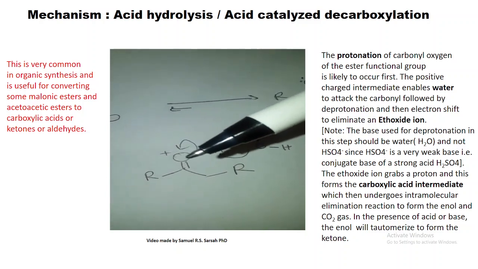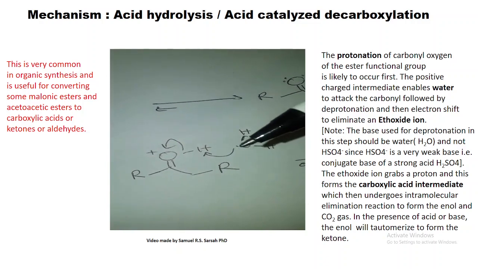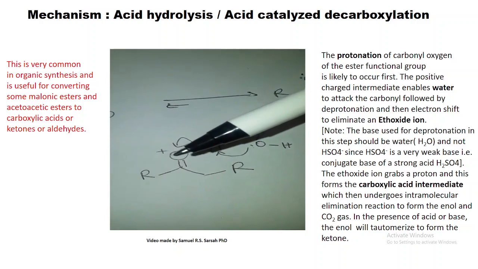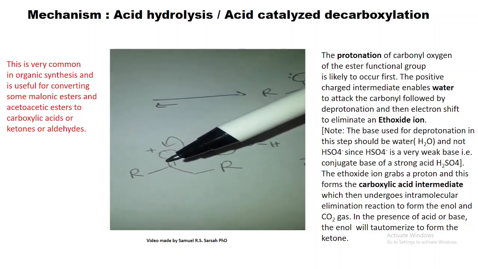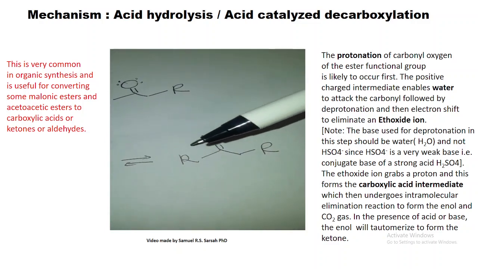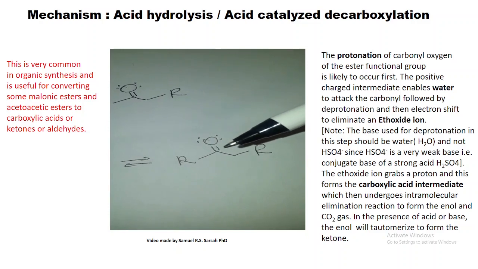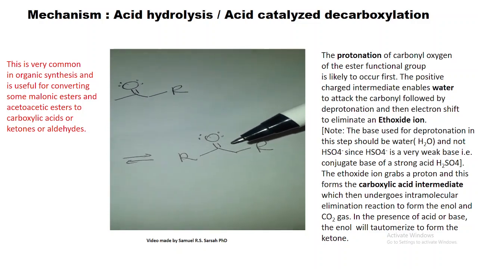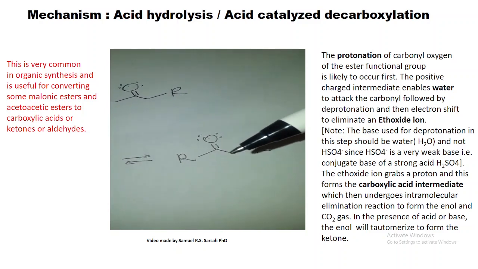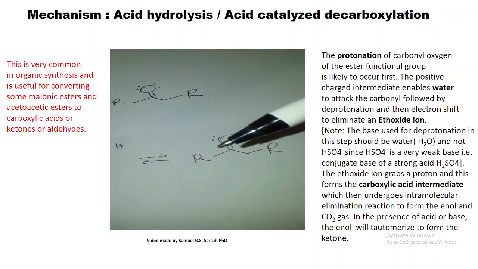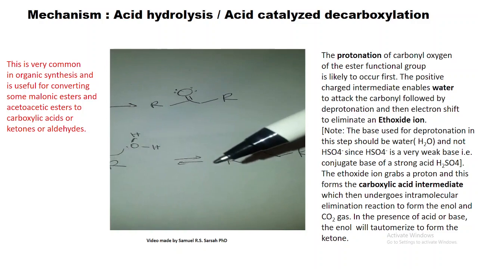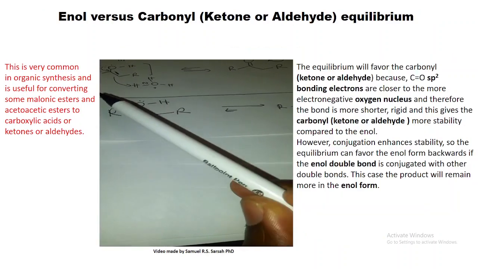Now, this has a positive charge on oxygen, so water will grab this proton, and the bonding electrons are dumped onto this oxygen to neutralize the positive charge. And here we have our ketone or aldehyde as our final compound. So that's basically how the keto-enol tautomerization occurs. This is an equilibrium reaction. Okay.